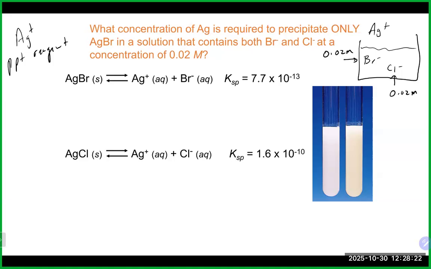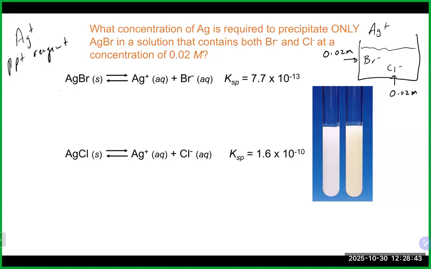All right, so back to the problem here. We do know our two potential solids, silver bromide and silver chloride. We can look up, obviously, our Ksp values in here. And we see the Ksp for our silver bromide is 7.7 times 10 to the minus 13, and our silver chloride is 1.6 times 10 to the minus 10.